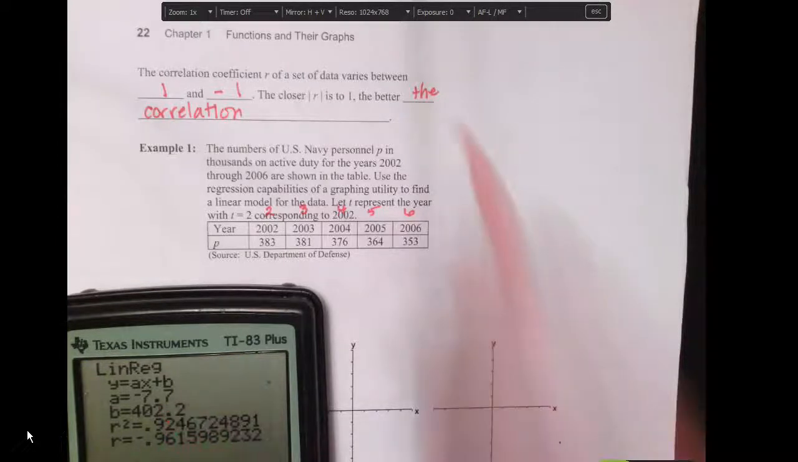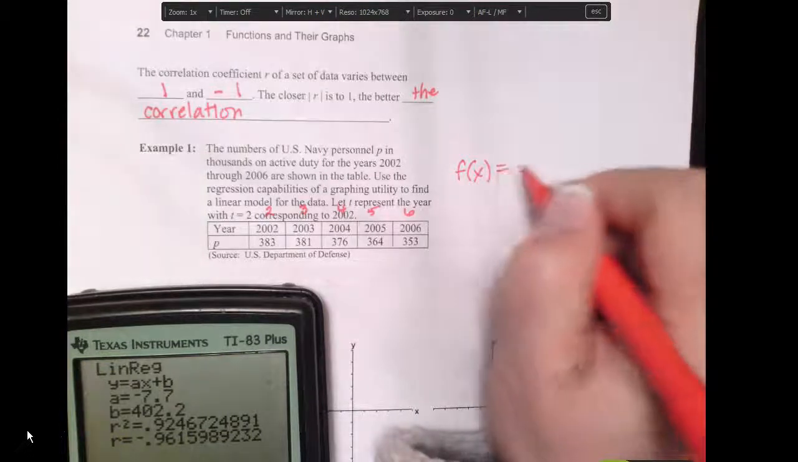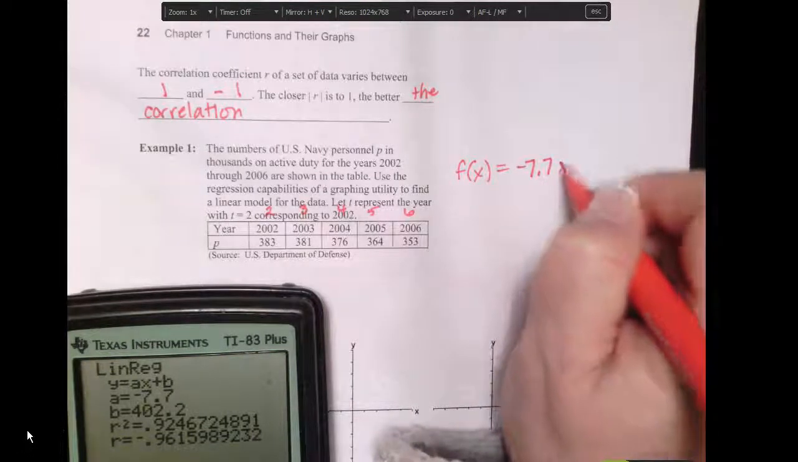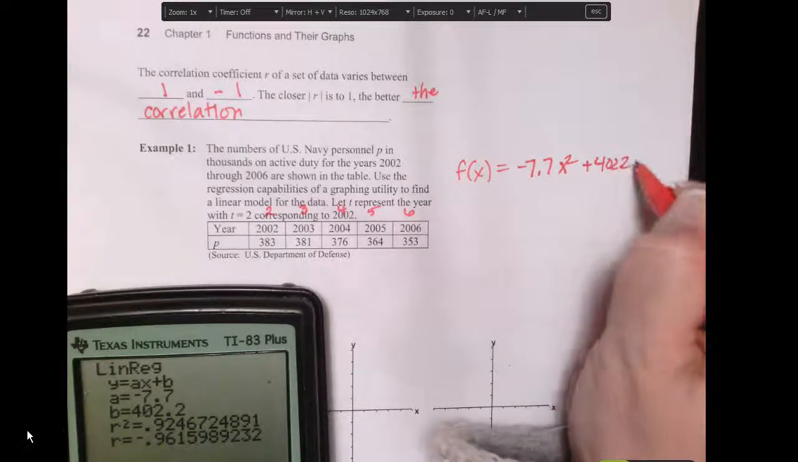So if a is negative 7.7, your final answer is going to be negative 7.7x squared plus 402.2x.